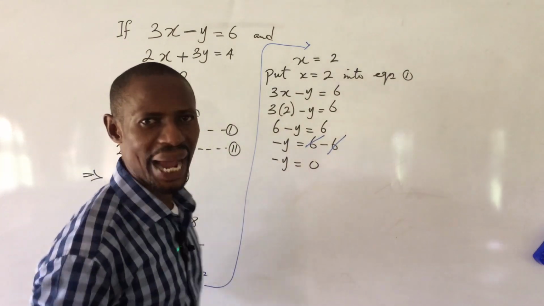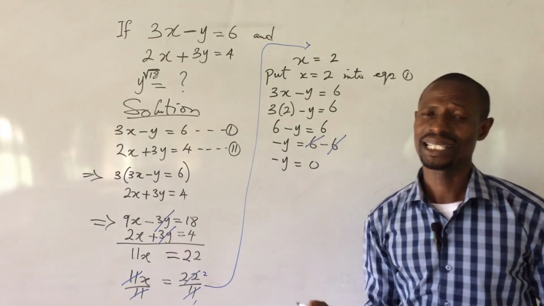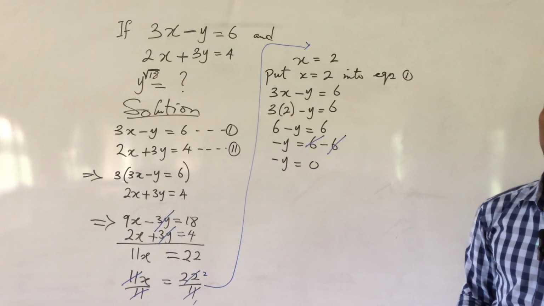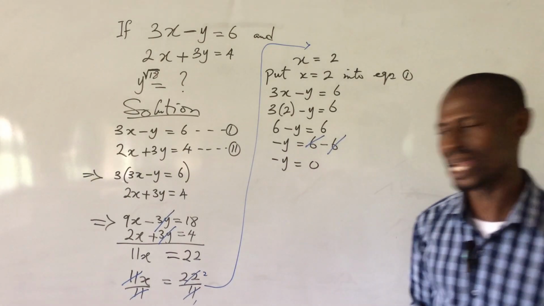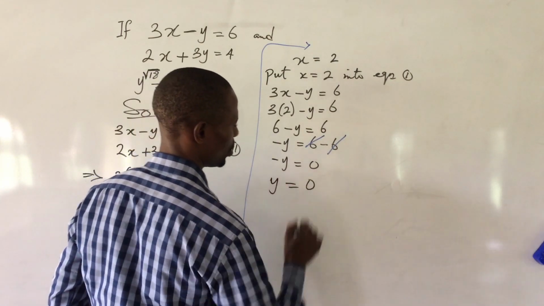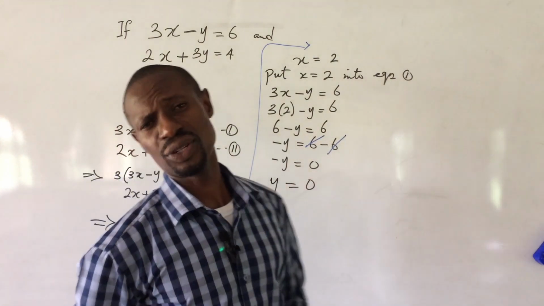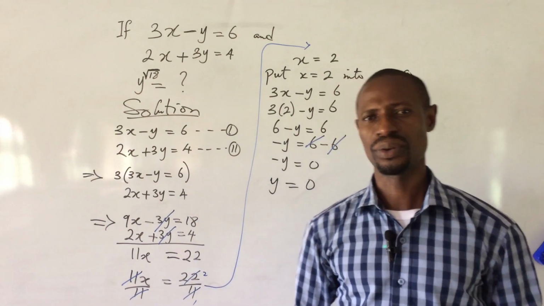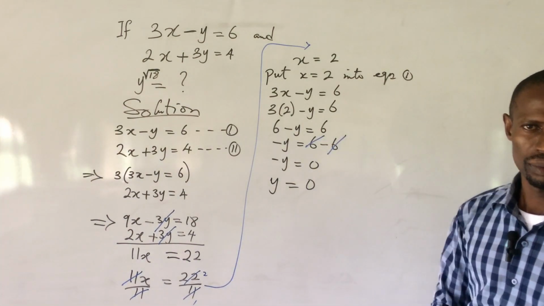We are not looking for minus y. So for us to get the accurate value of y, we multiply both sides by minus 1. By so doing, this will now give us y equal to 0. Of course, minus 1 times 0 will give us 0.